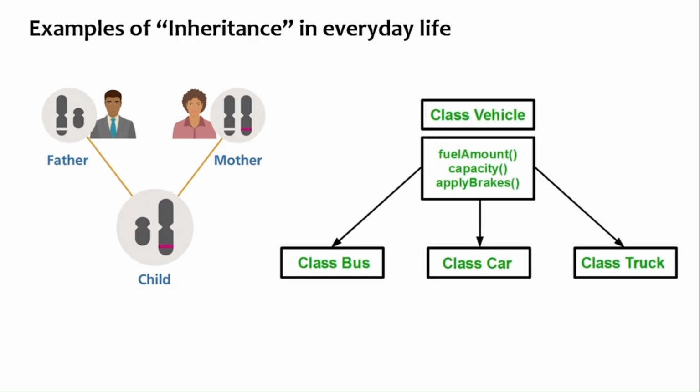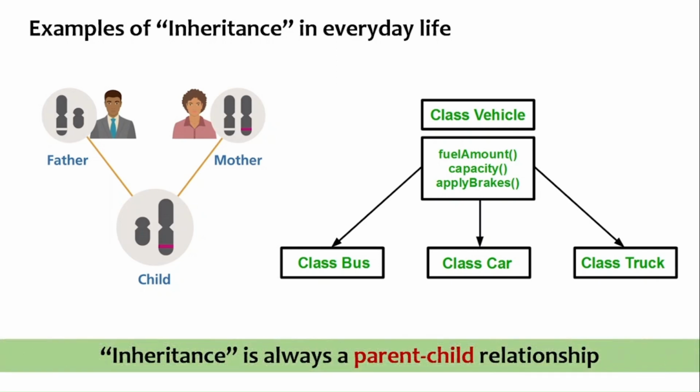In real life, we have a class called vehicles. We have 3 classes: bus, car and truck. The superclass vehicle has some properties, let's say fuel amount, capacity. Those will again be inherited by the subclasses. These are some of the examples in our real life. Now, inheritance is always a parent-child relationship. We have to remember this, that inheritance is always a parent-child relationship.